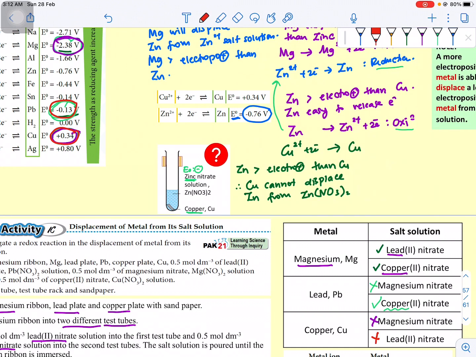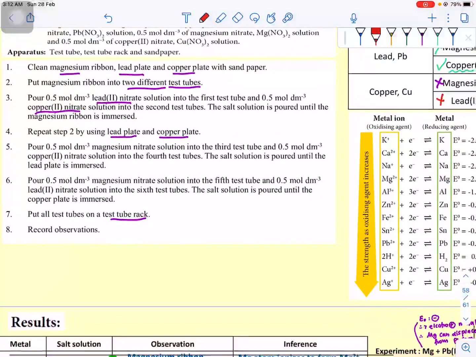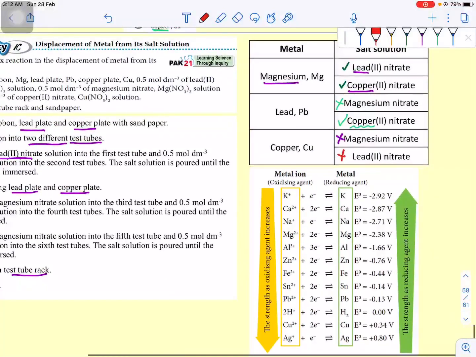Okay, so this is our conclusion based on our study about the E-node. E-node negative value, meaning that metal is more electropositive. Maksudnya more power lah, senang cerita. More electropositive. Bila more electropositive, dia akan mampu menendang keluar, able to displace another metal from its salt solution. So dia pula yang masuk.